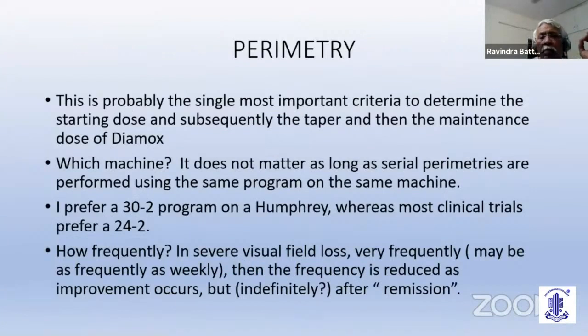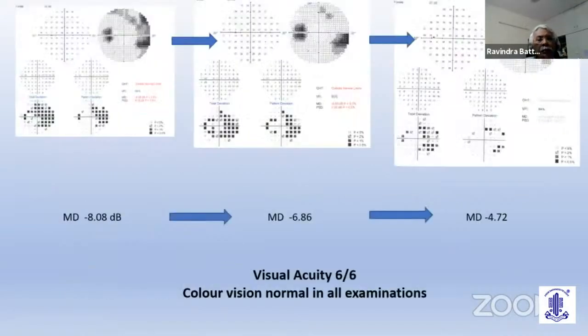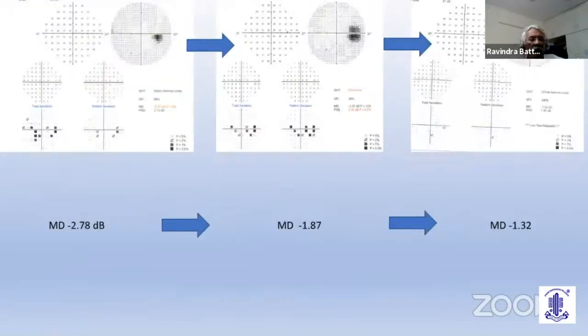Perimetry is probably the single most important criterion to determine the starting dose and subsequently the taper and then the maintenance dose of Diamox. Which machine? Doesn't matter. I prefer a 30-2 program, although most of the trials use a 24-2. The key statistical parameter is the mean deviation. The MD will tell you whether you're on the right track in managing the patient. This is a patient whose discs you have seen earlier, showing a gradual improvement of the mean deviation. Right eye, left eye, and then right eye.